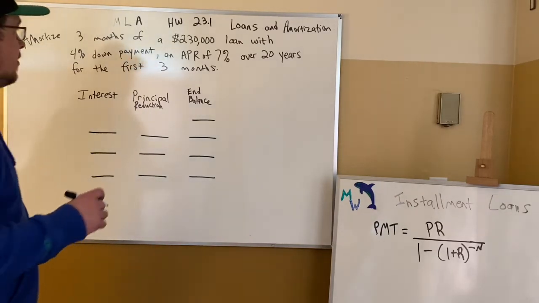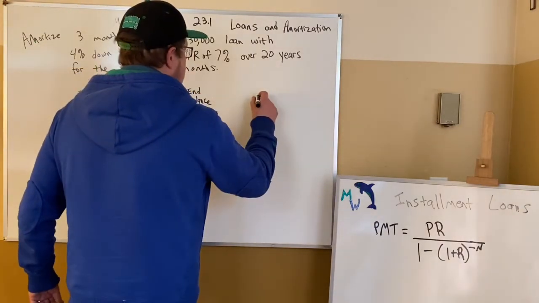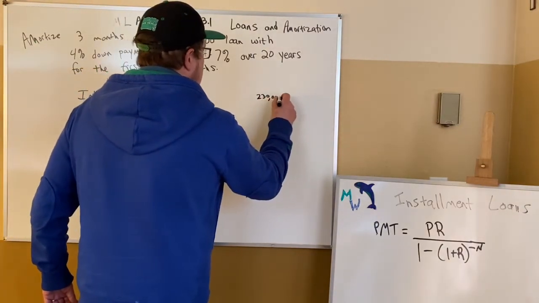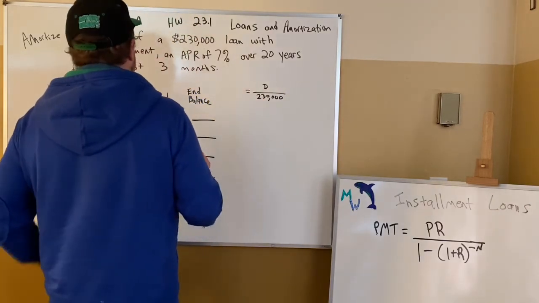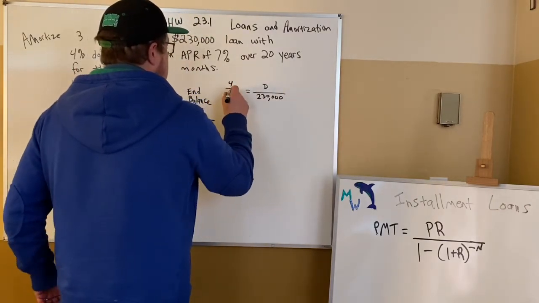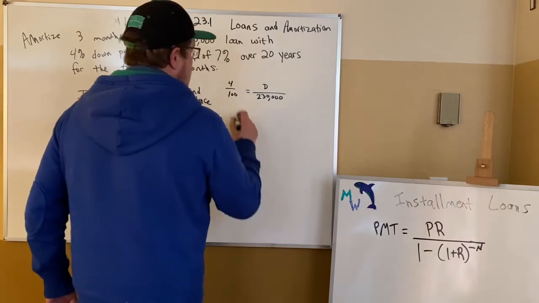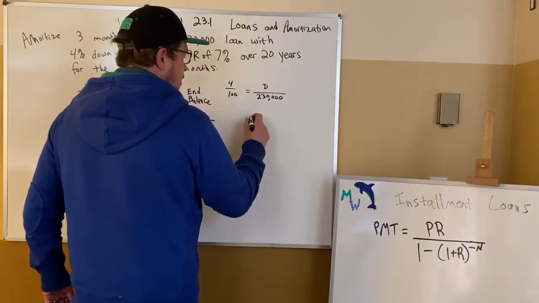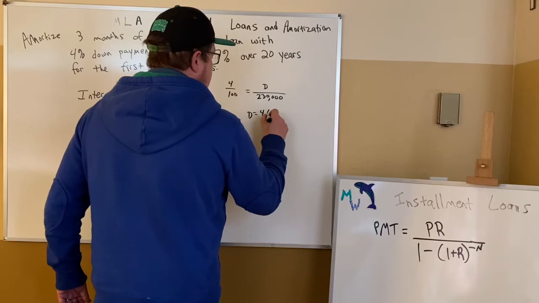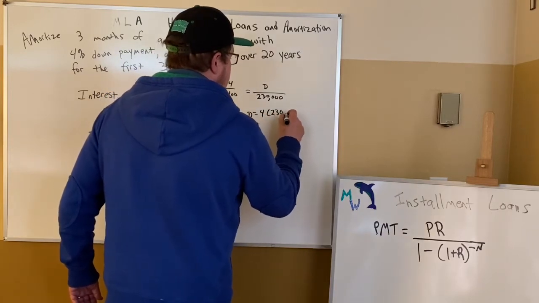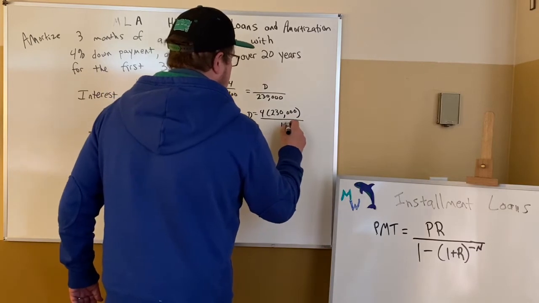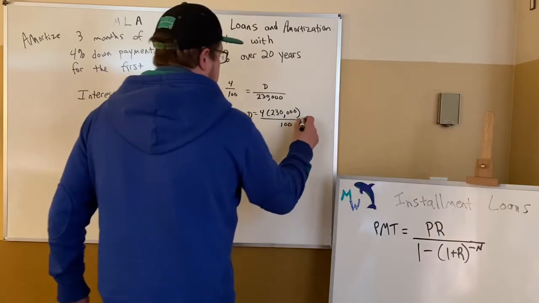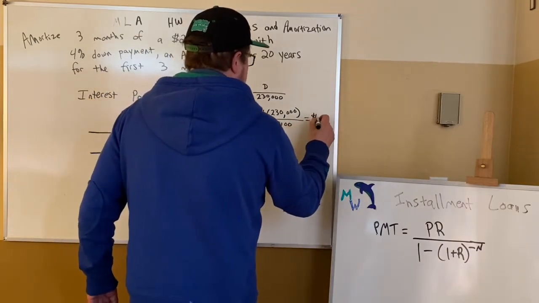What we have initially is $230,000, and we have a down payment taken off that. The down payment is 4%, so we're going to divide by 100. D equals 4 times 230,000, divide by 100. It's going to get us $9,200.